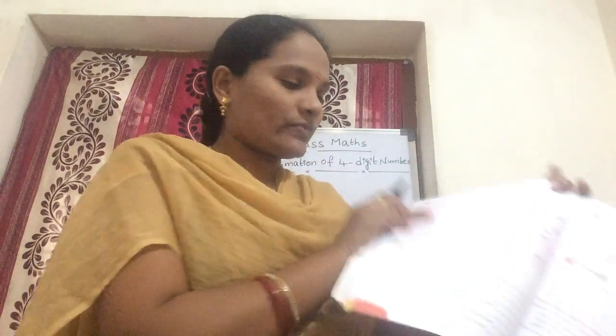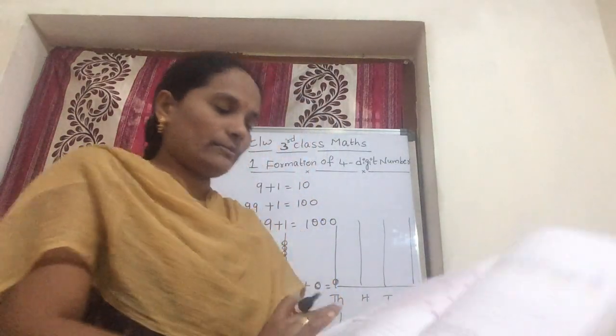This is your homework, Amma. Do it in your textbook. What is this? Write the missing numbers. Do it in your textbook, Amma. Next one, Amma. The activity is over. What is your homework? Do it in your textbook. This is writing your numbers.